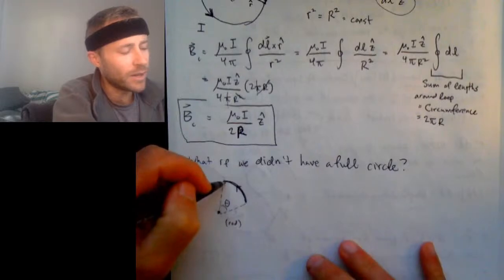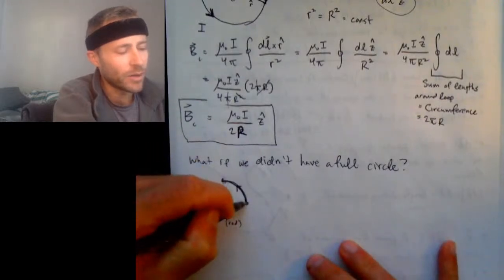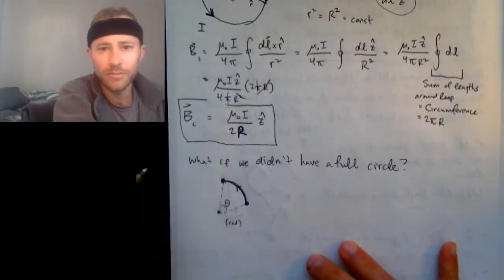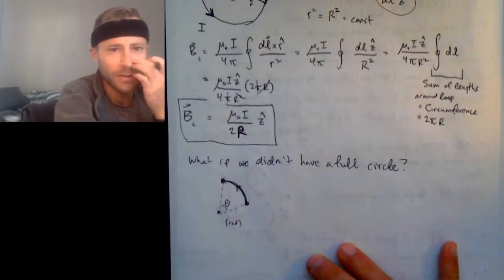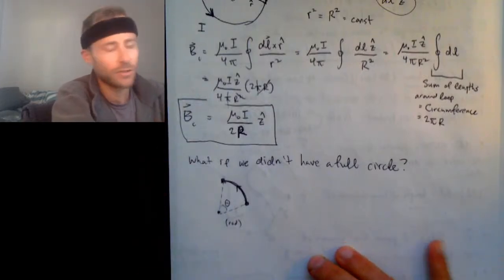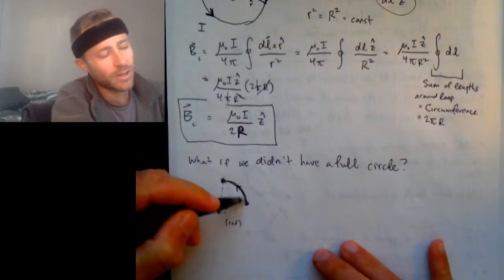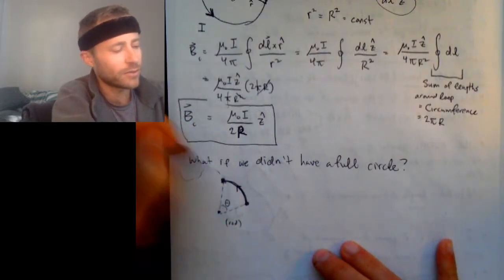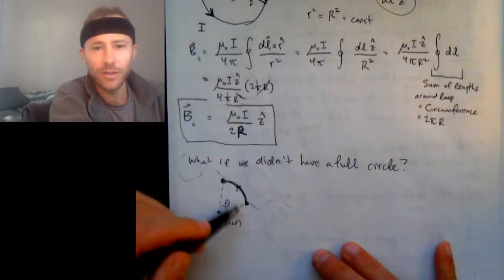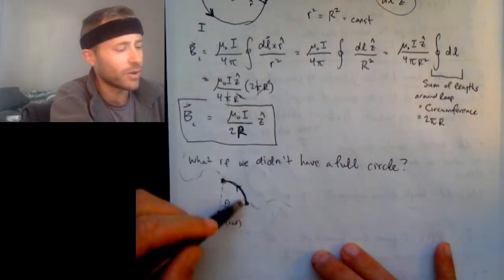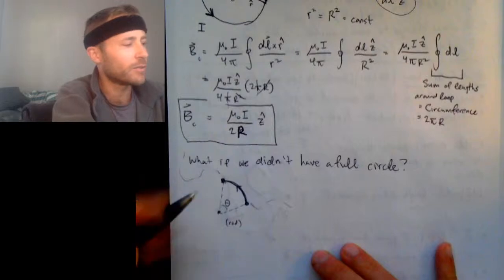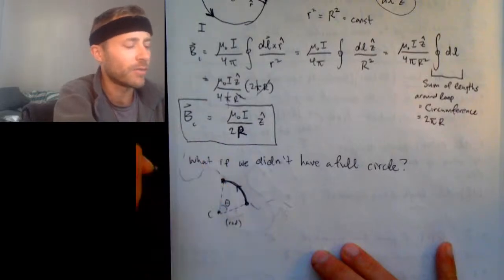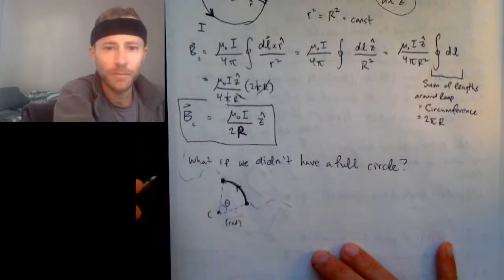But you can't have current just appear out of nowhere here and then vanish there, right? The wire has to continue. But let's just say we wanted to calculate the magnetic field. There are other parts of the wire out here, but let's say that there's a circular arc and we're trying to calculate the magnetic field at the center of that circular arc.